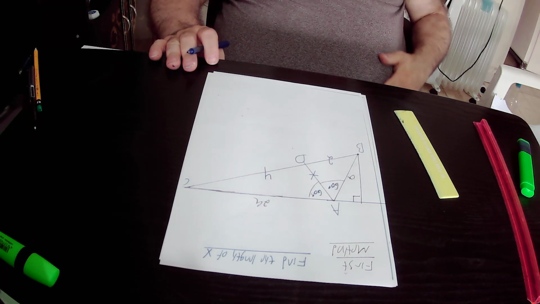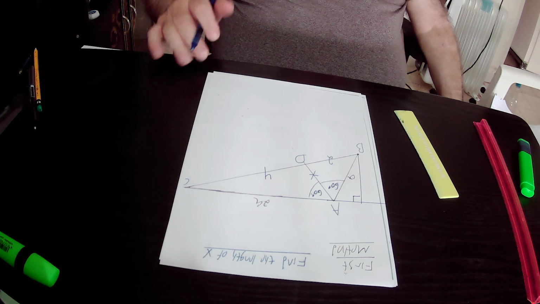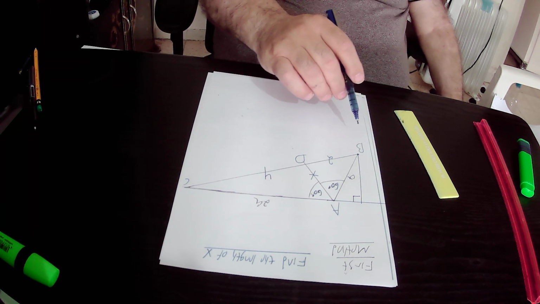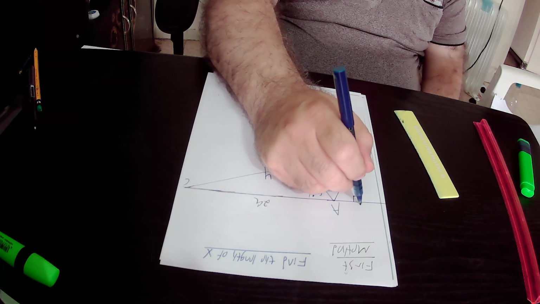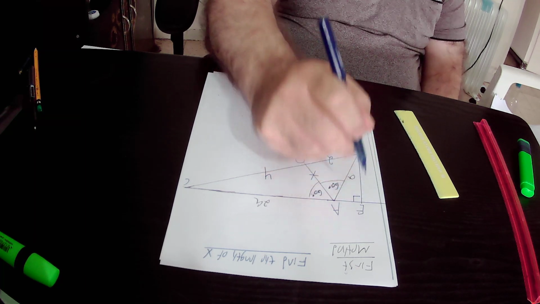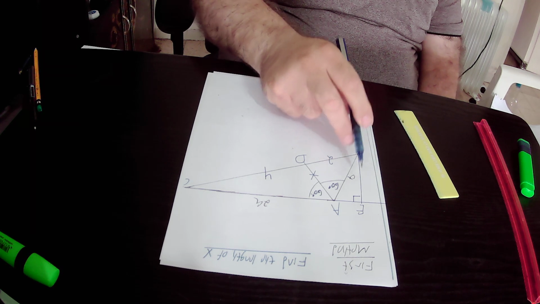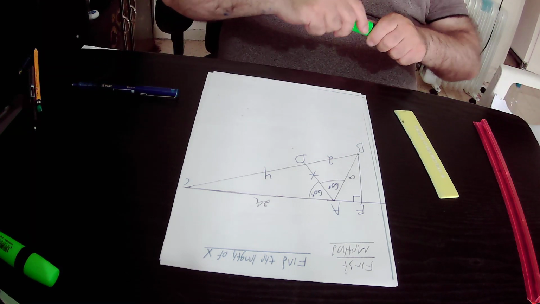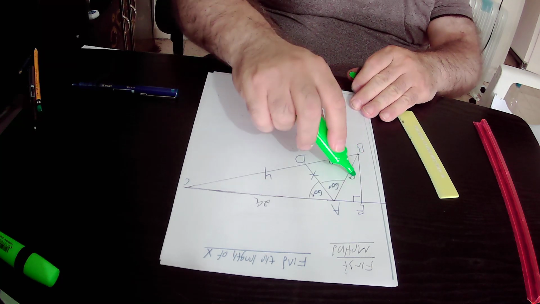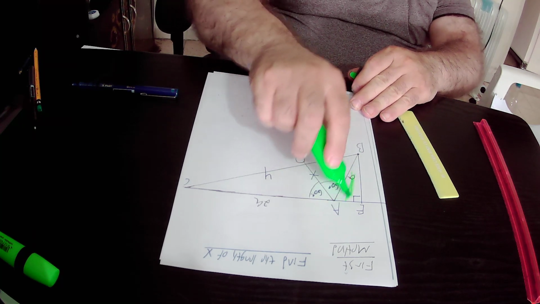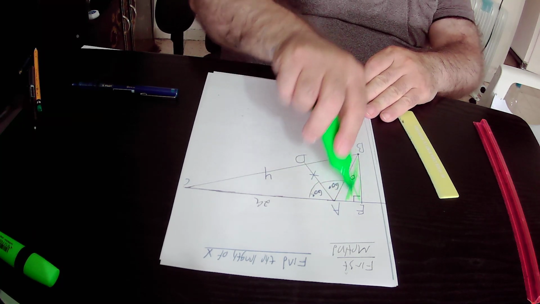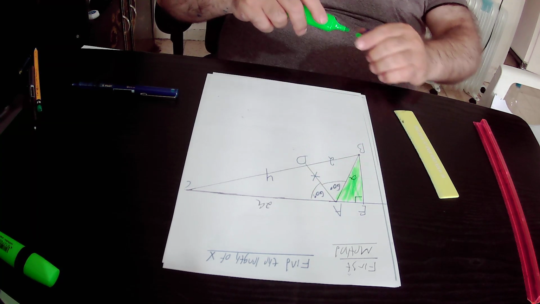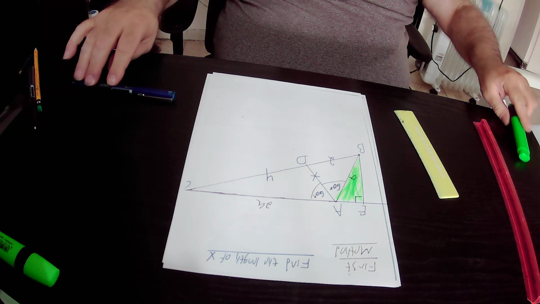We define the touching point of the extended CA with the perpendicular from point B as E. So angle AEB equals 90 degrees according to our construction. And we focus on the right green triangle, triangle EAB.